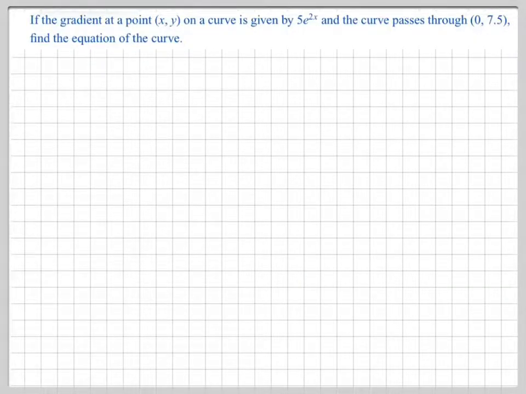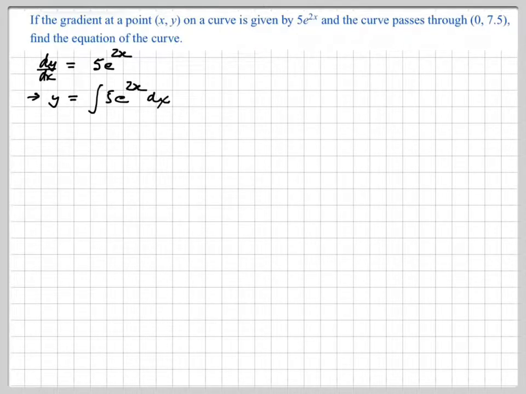Now, I think this is the last one. If the gradient at a point (x, y) on a curve is 5e to the 2x, that's the gradient function, and the curve goes through the point (0, 7.5), we have to find the equation of the original. So it's just an antiderivative question. We've got dy/dx equals 5e to the 2x, and therefore y is the antiderivative of 5 times e to the 2x with respect to x, which gets us 5 times a half e to the 2x plus c.